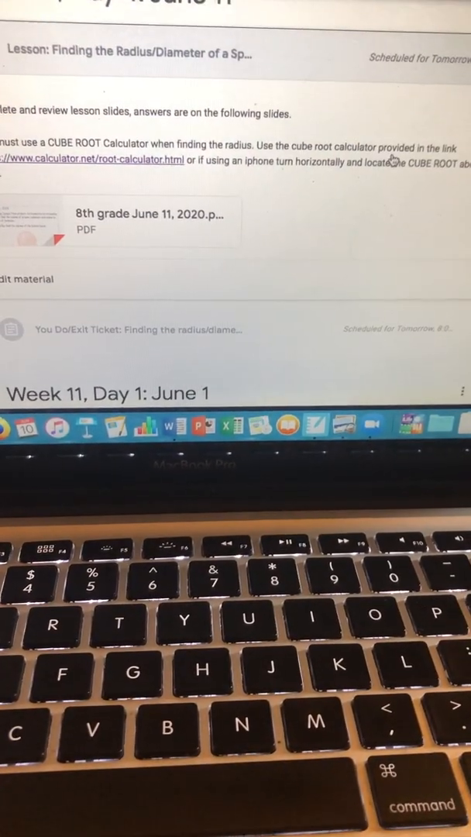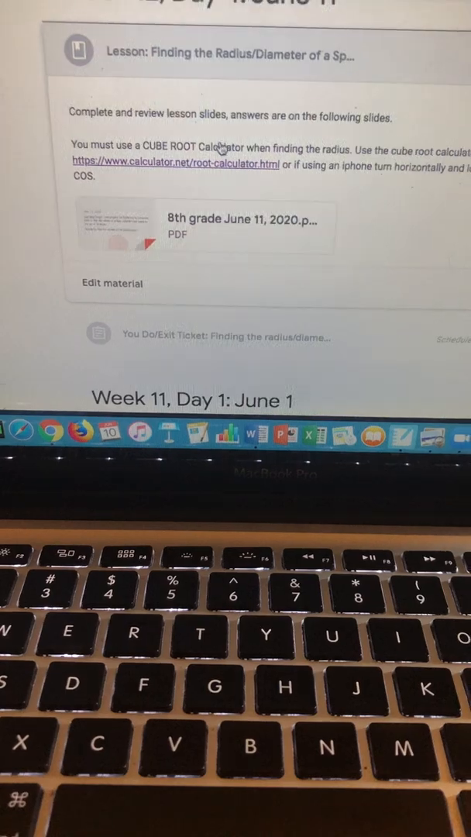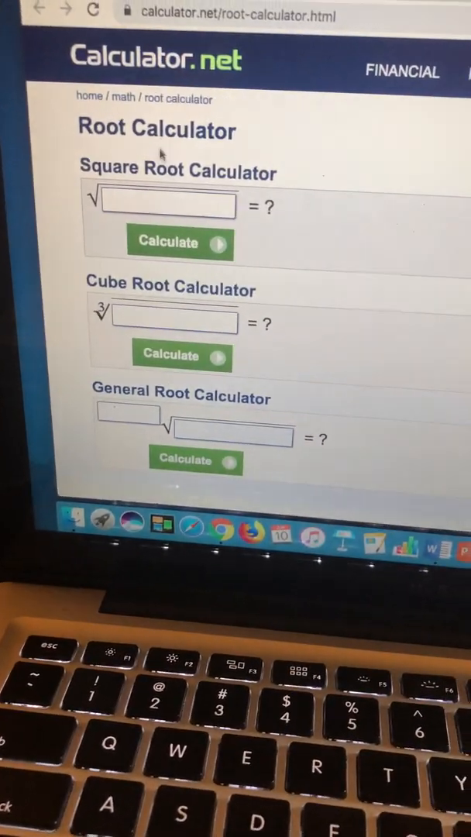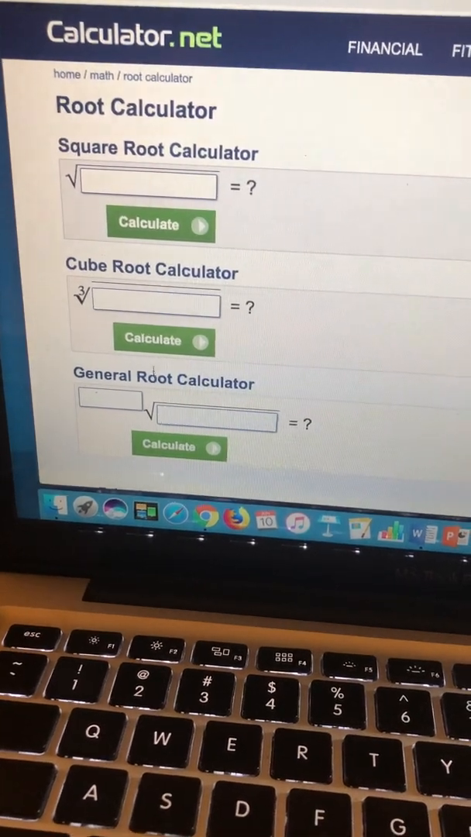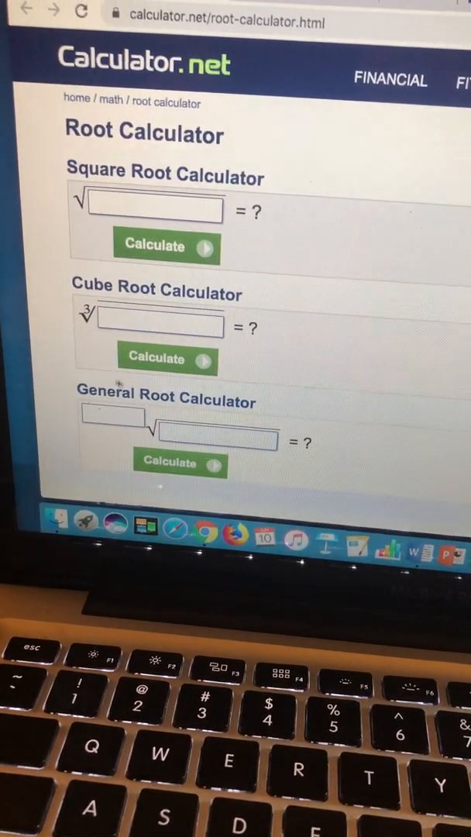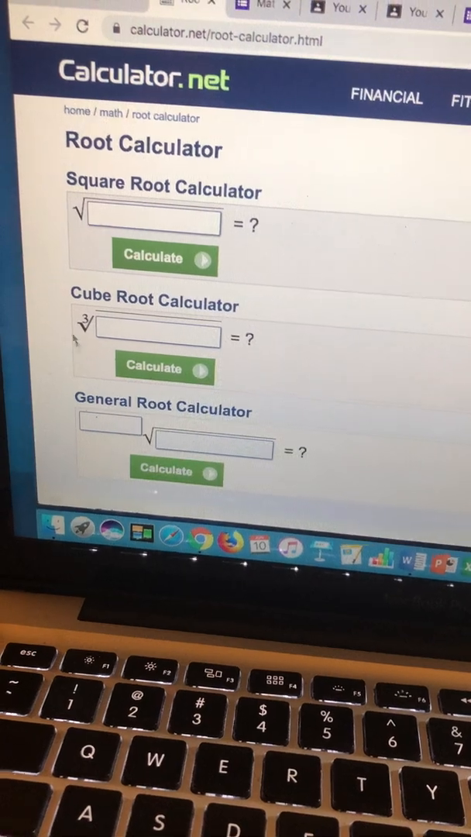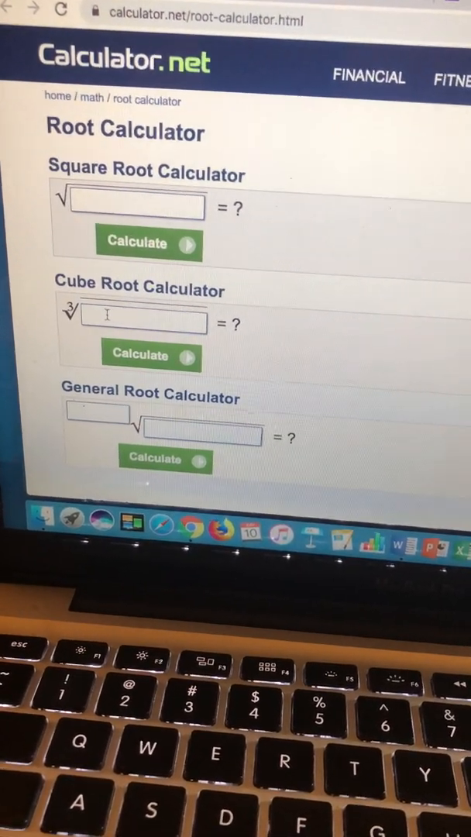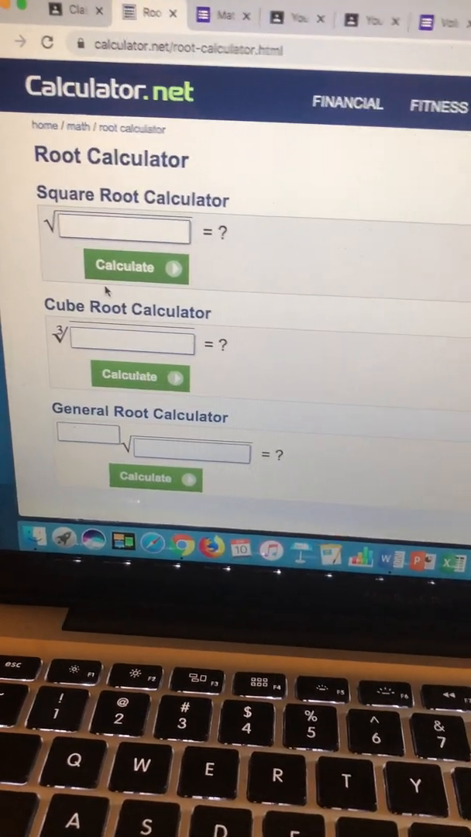So to use the cube root calculator, you can use the link provided here. I'm going to click on that just to show you what it looks like. So you have the square root calculator, cube root, and then a general root where you can put anything you want in there. So we're going to use this one, okay? And I'm actually going to use it because I can't use my phone when I'm recording.